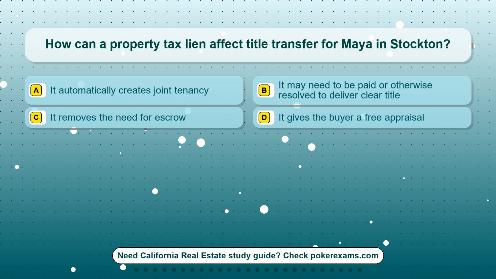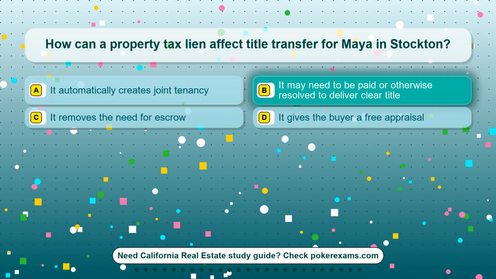Question 17. How can a property tax lien affect title transfer for Maya in Stockton? Option A, it automatically creates joint tenancy. Option B, it may need to be paid or otherwise resolved to deliver clear title. Option C, it removes the need for escrow. Option D, it gives the buyer a free appraisal.